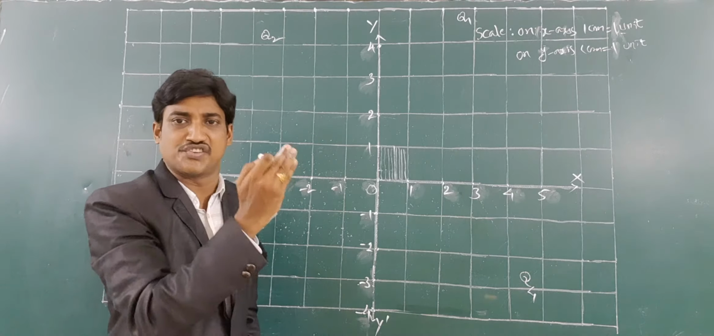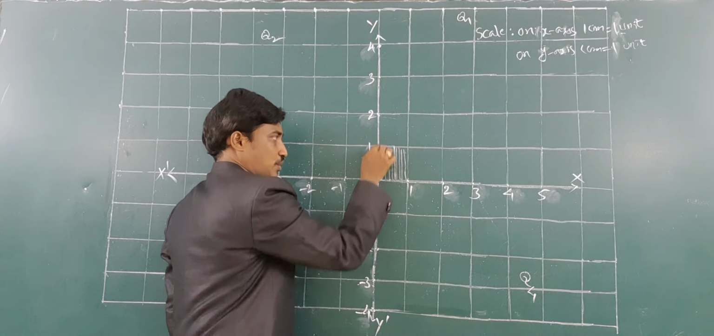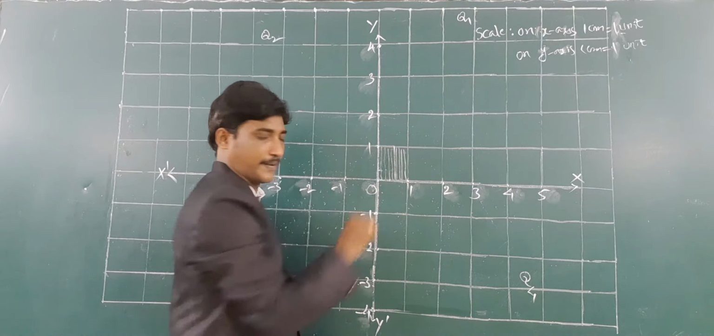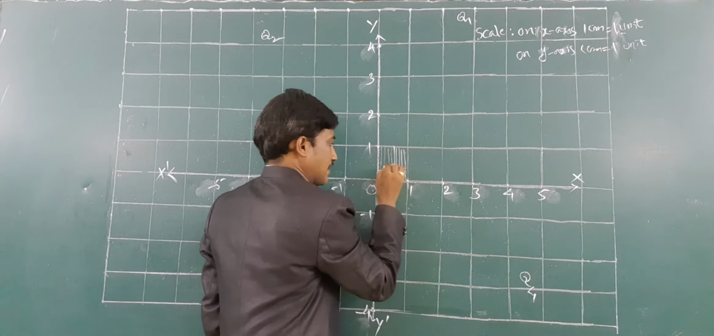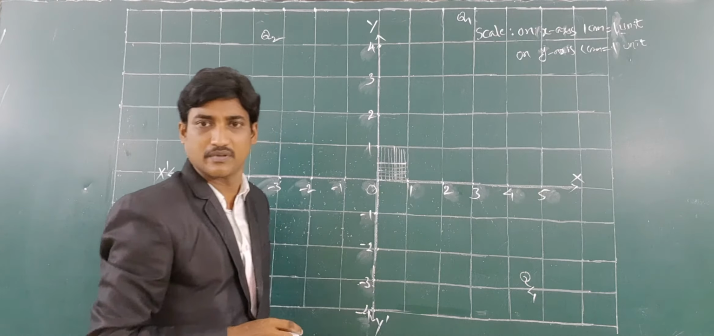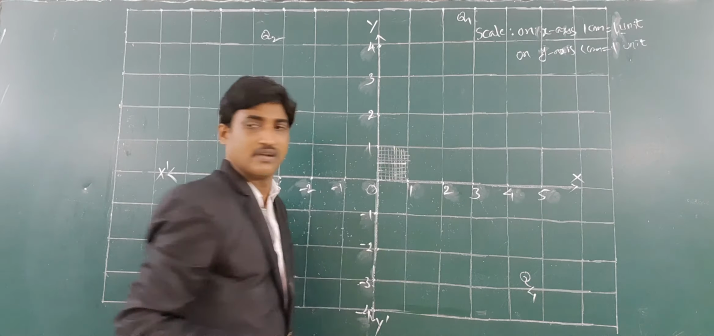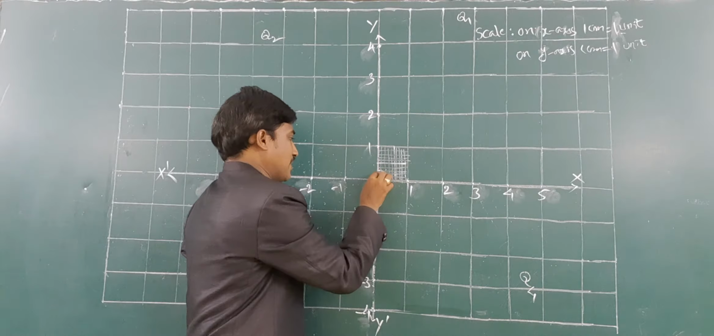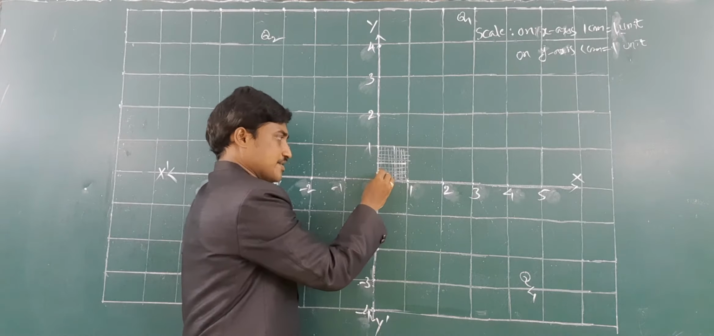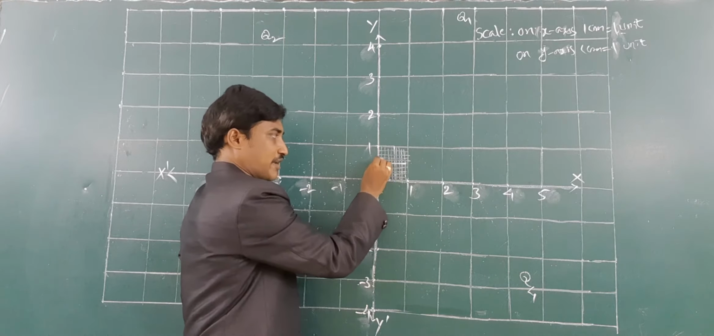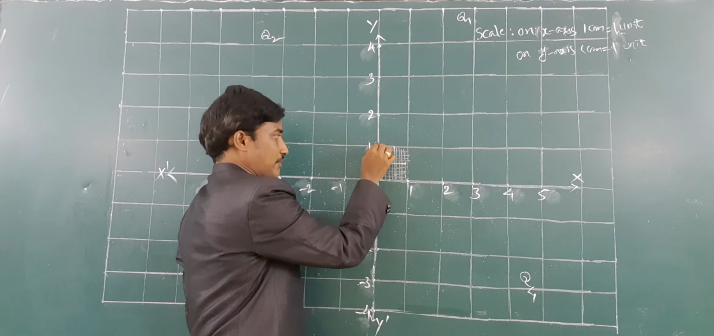We draw vertical lines at each millimeter, and here on the y-axis also, between 0 and 1, along this 1 centimeter, we draw horizontal lines at each millimeter: 1, 2, 3, 4, 5, 6, 7, 8, 9, 10. Here at each millimeter the points represent 0, then 0.1, 0.2, 0.3, 0.4, 0.5, 0.6, 0.7, 0.8, 0.9, 1.0.